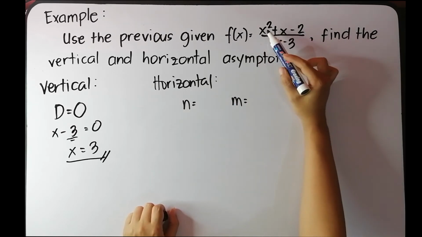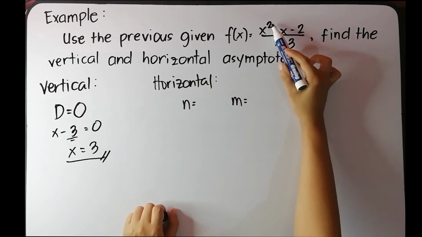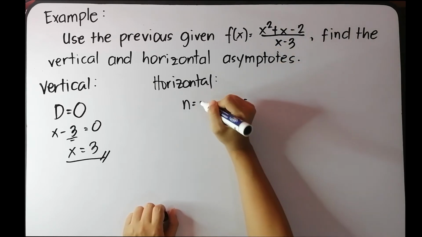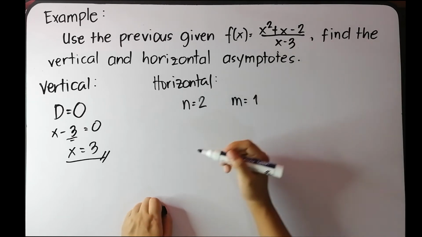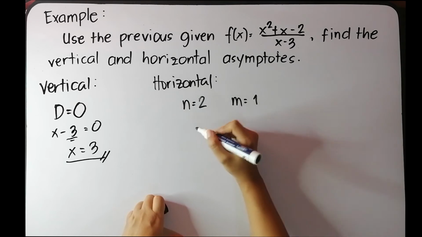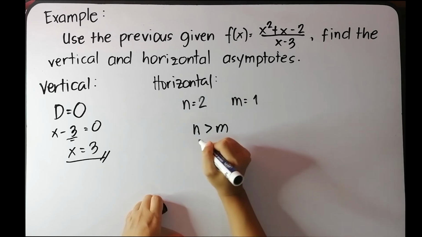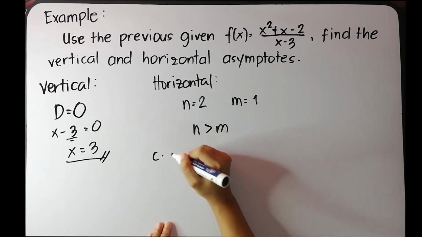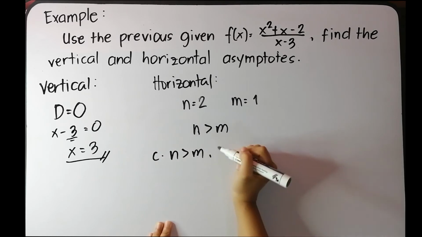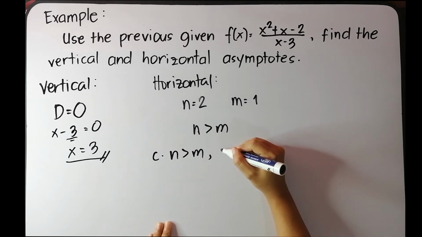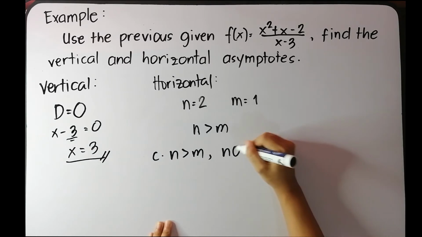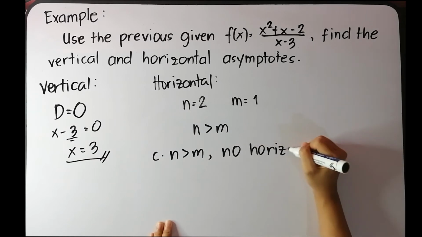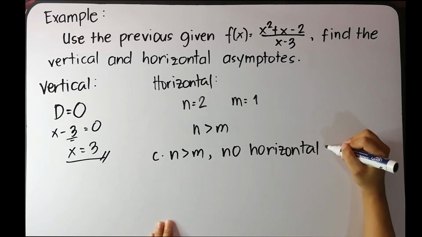So in our numerator we have the highest order, which is second order, so we have n equals 2. In our denominator we have x only, so we have m equals 1. So this n and m have a relationship: n is greater than m. This inequality satisfies our third condition, which is n is greater than m, wherein this concludes that we have no horizontal asymptote. So meaning there is no y.